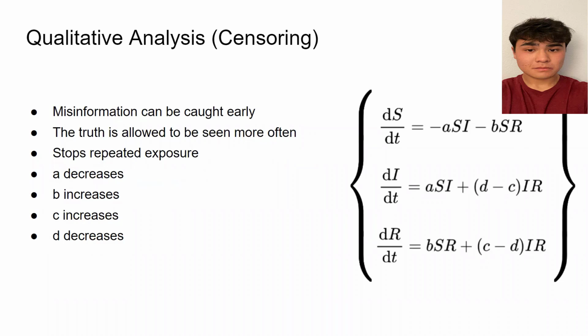In our qualitative analysis, we interpreted this as a few coefficient changes. In this case, A would decrease and B would increase, which means that there will be increased movement from S to R than S to I. This interaction shows more people believing the truth rather than misinformation initially. C would also increase while D would decrease, which results in more movement from I to R than R to I. This shows that there's an increase in people believing the truth over the misinformation after they had already chosen a side.